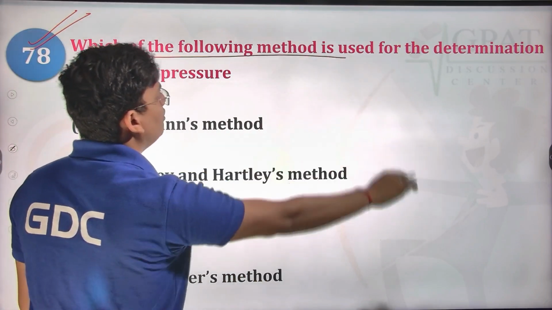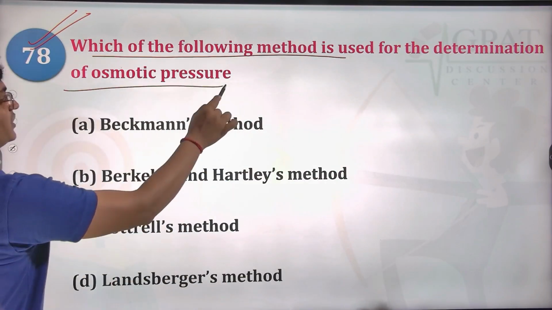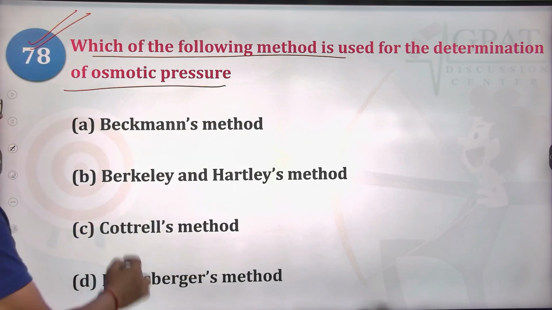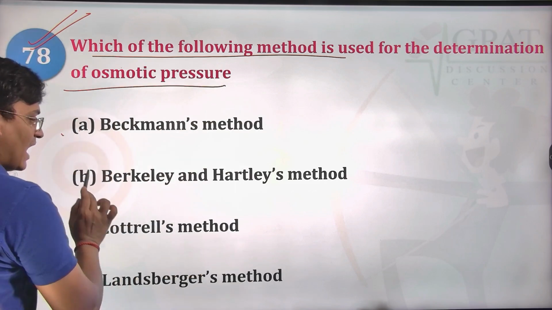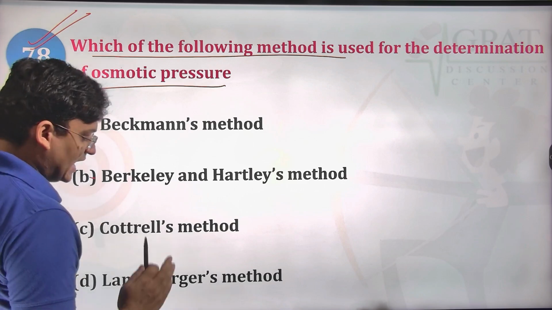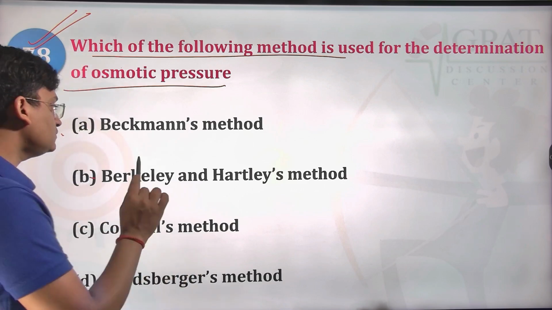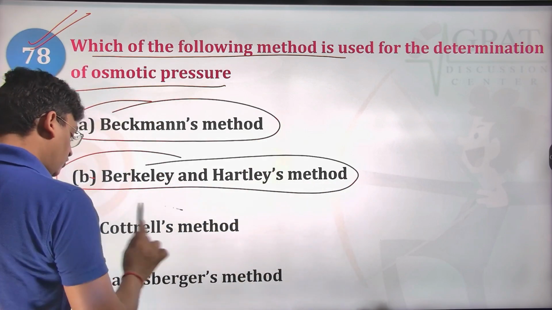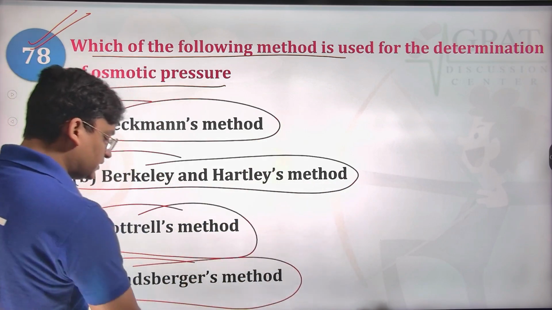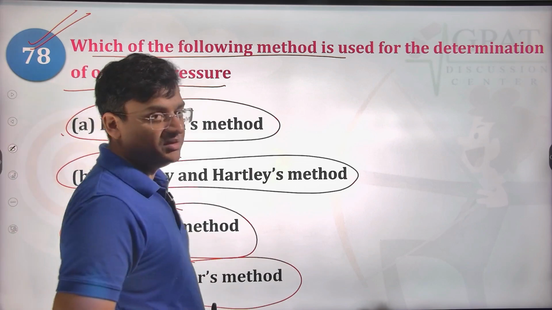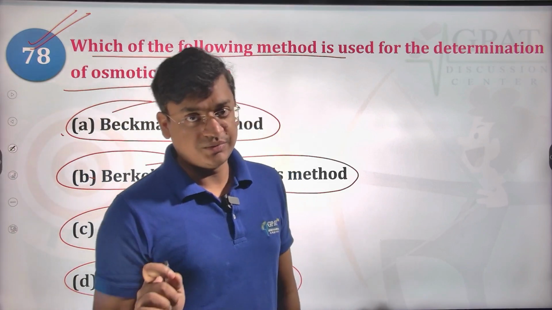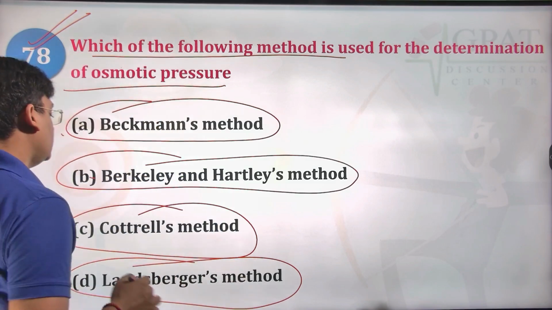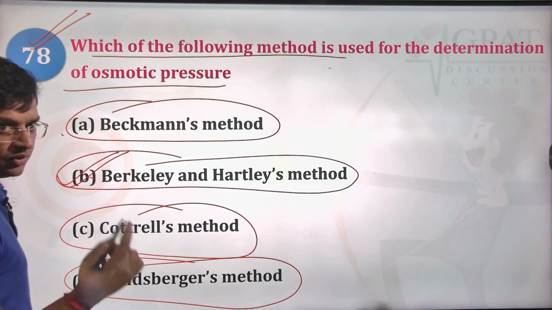Which of the following methods is used for the determination of osmotic pressure? The options are Beckmann's method, Barclay and Hartley method, Cottrell's method, or Landsberger's method. The Barclay and Hartley method is used for the determination of osmotic pressure, as are the De Vries method and Pfeffer's method. These all three are used for the determination of osmotic pressure.